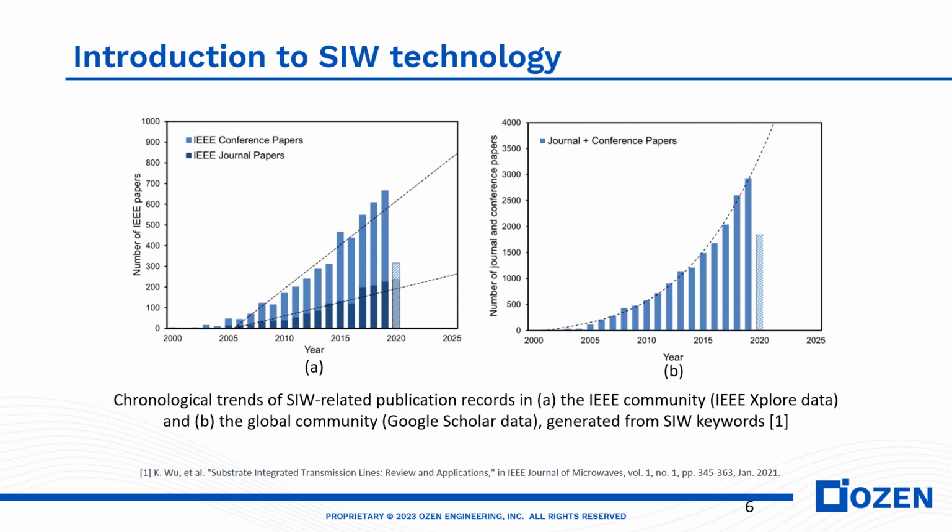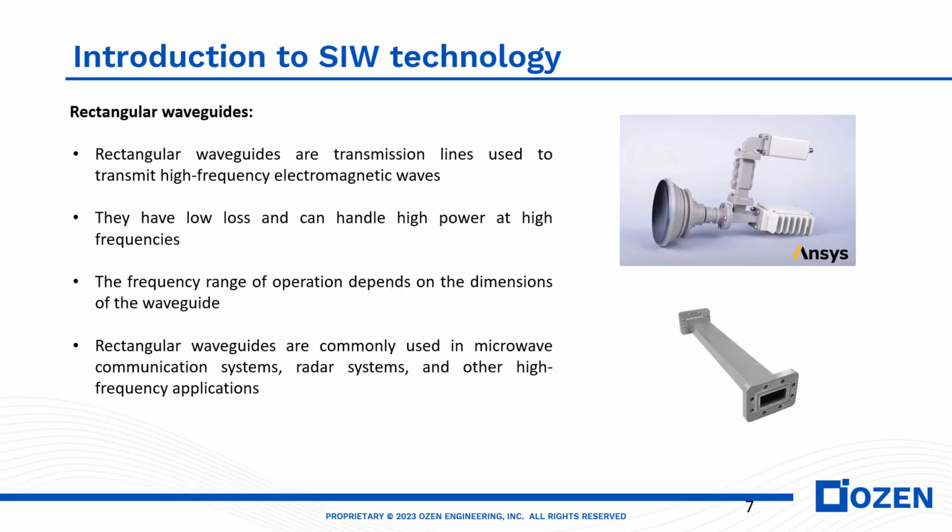Now, before we jump in and talk about substrate integrated waveguides, we need to first understand what a waveguide is, and more specifically, what a rectangular waveguide is. What you can see here in the bottom right-hand corner picture is a rectangular waveguide. It is a hollow metal tube that is designed to guide and confine electromagnetic waves at microwave frequencies.